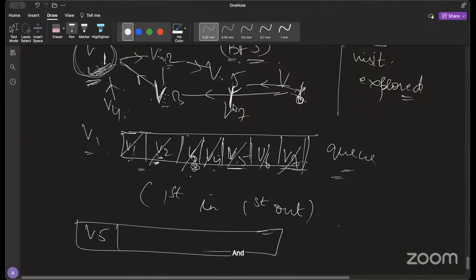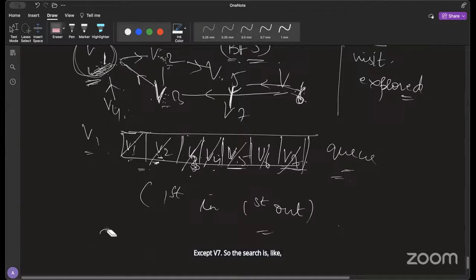And the arrows are, you have an arrow from V5 to V7. And then that's it, right? That means you can't visit any other vertex except V7. So this was a very short search. Let's try from some other vertex.